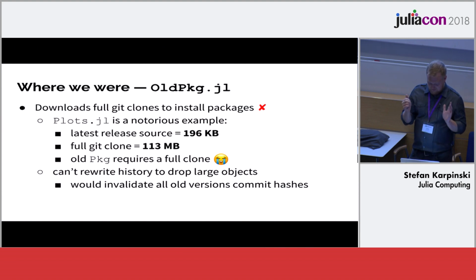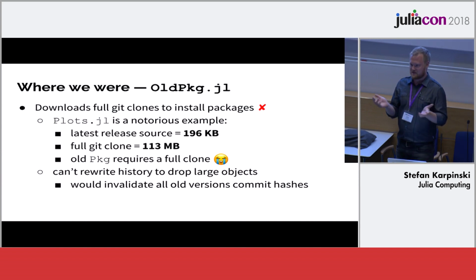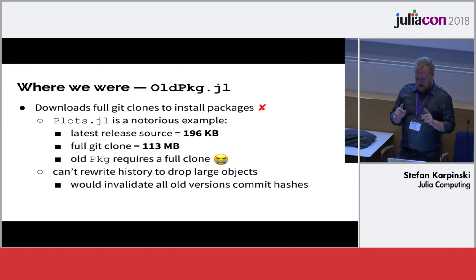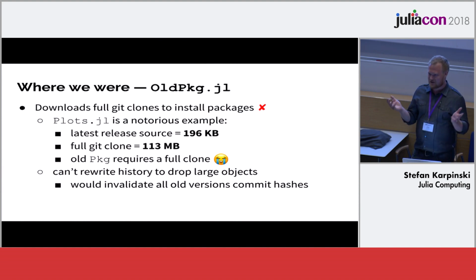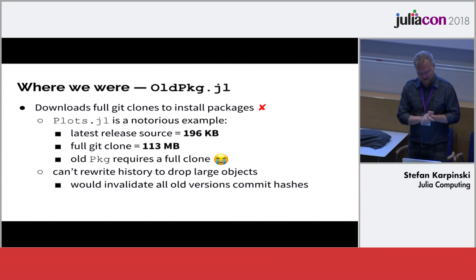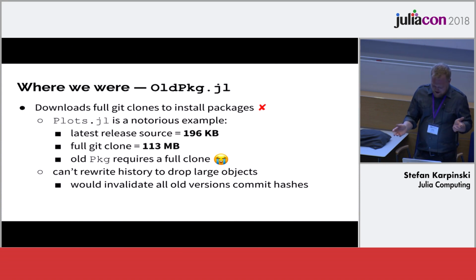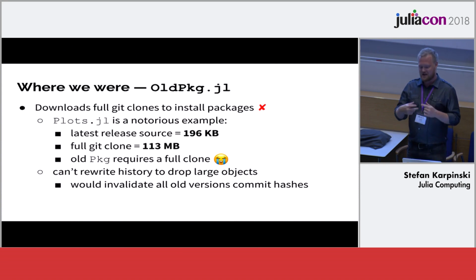So the latest release, for example, of Plots.jl is only 196 kilobytes. So that's all you should have to download, right? No. You have to download all 113 megabytes of this repo because there was a bunch of stuff in there previously, and now, do you care about that? No, you don't. But Git cares about it, and so you have to download it. So good times. And we can't rewrite history because then you're going to invalidate all of those old version commit hashes. So that's also not great.